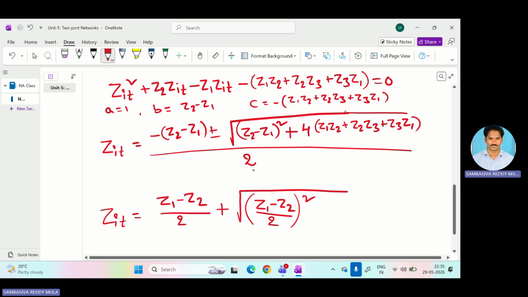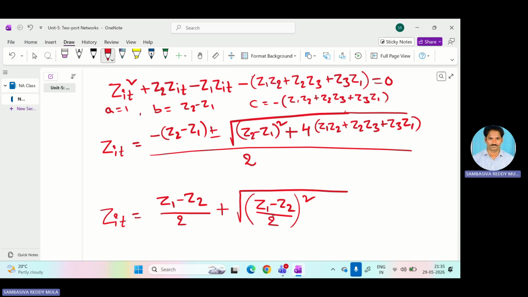I'm keeping this 2 inside the square root. So this becomes 4 inside the square root. So 2 whole square is 4 plus 4, and 4 gets cancelled. So we get the product summation. I will write the product summation as Z square.